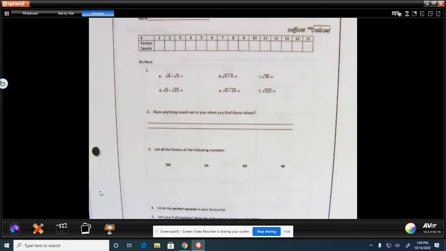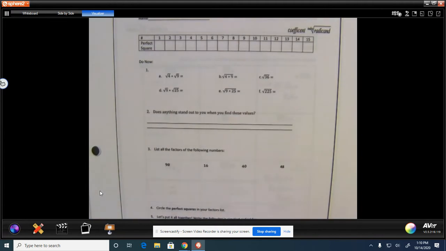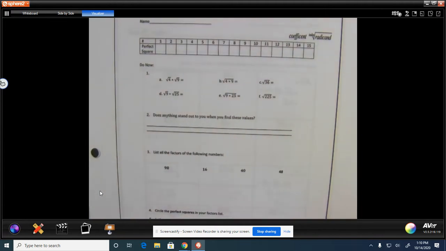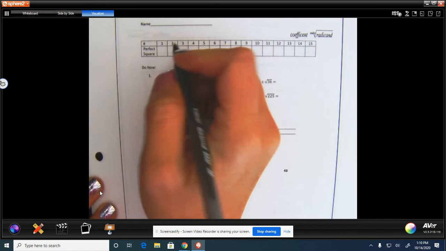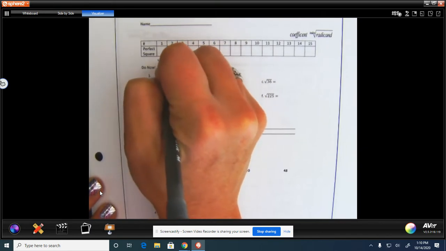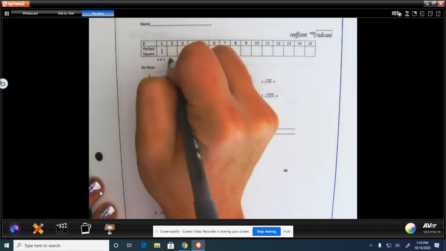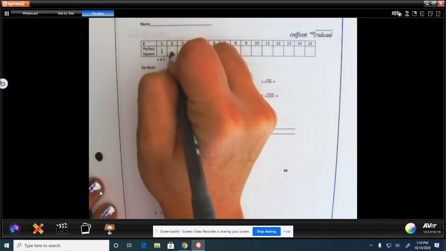Simplifying radicals. With simplifying radicals, it's very important that we know our list of perfect squares. A perfect square is the product of any number and itself. So, in other words, if we were going to fill out this box, all we have to do is take 1 and multiply it by itself. 1 times 1 is 1. And 2 times 2 is 2.